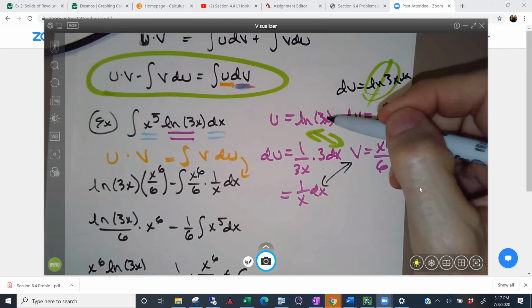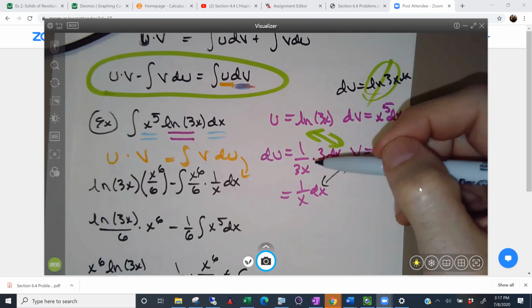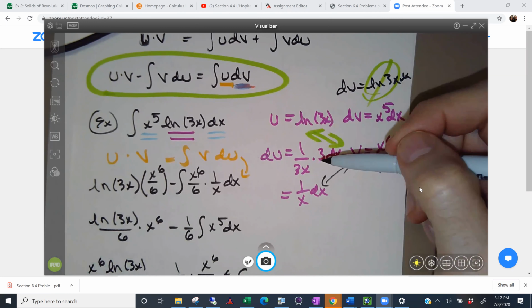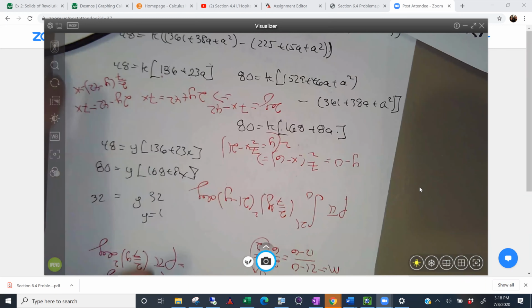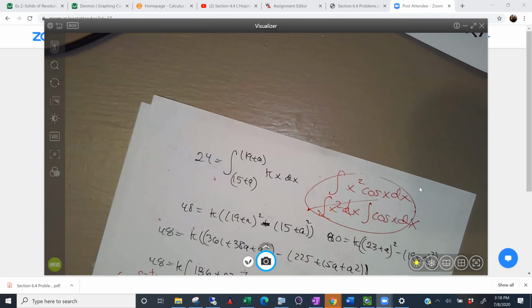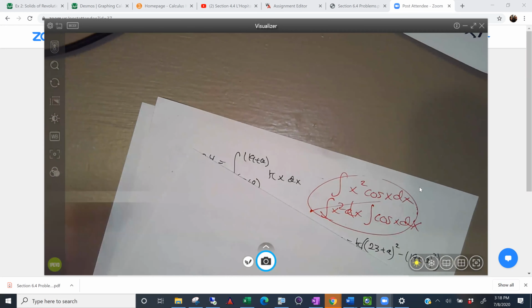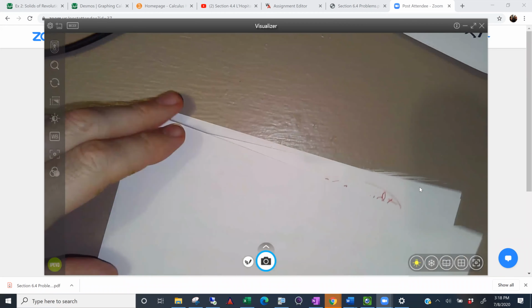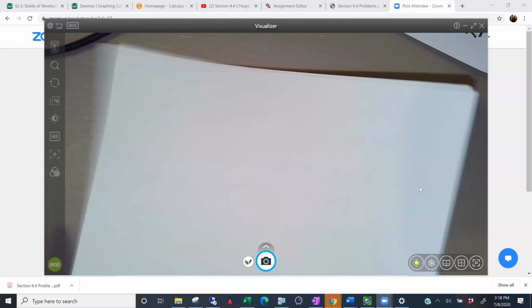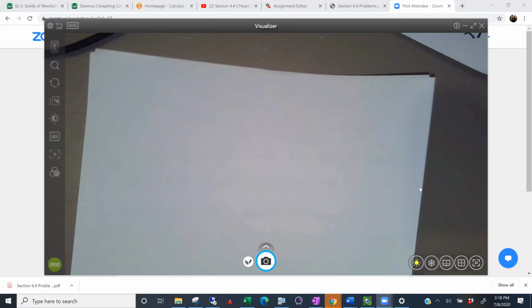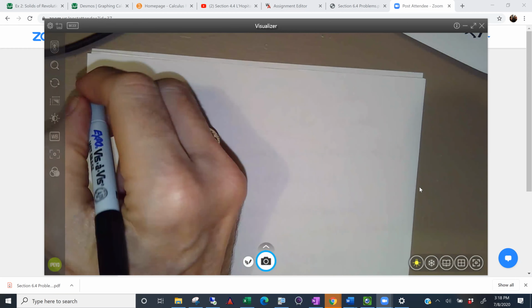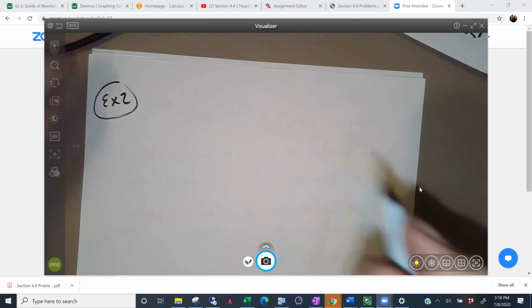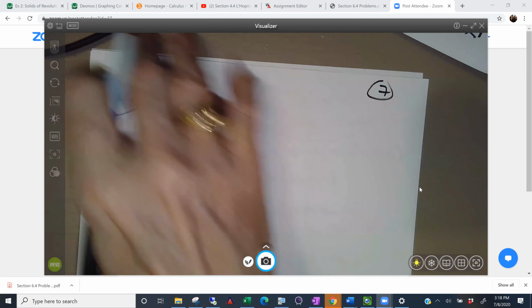One thing that you like to see when you differentiate is that you get something that's simpler, or at the very least, it's not any worse. That's what you'll like to see. May not always see it, but those are a couple general guidelines: you want to pick something for u that when you differentiate could get simpler. Those would be your polynomial terms. And you need to pick something that you can integrate for your dv.